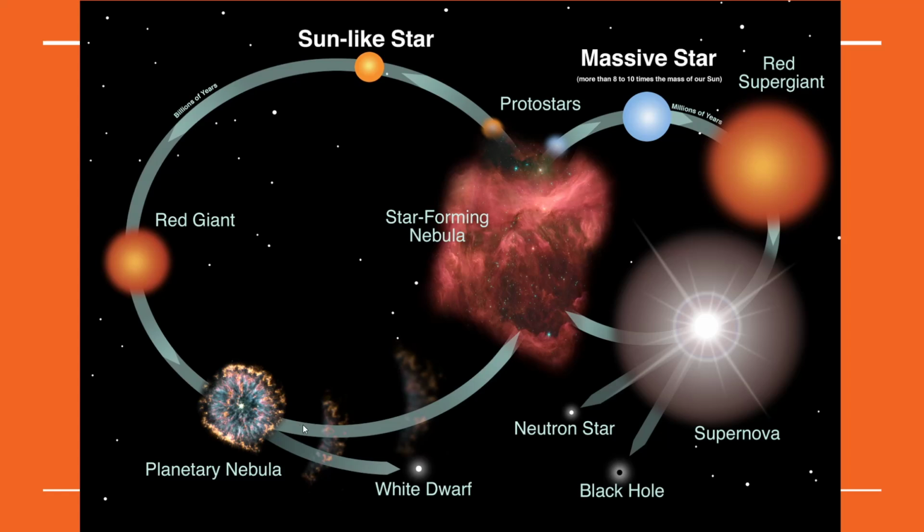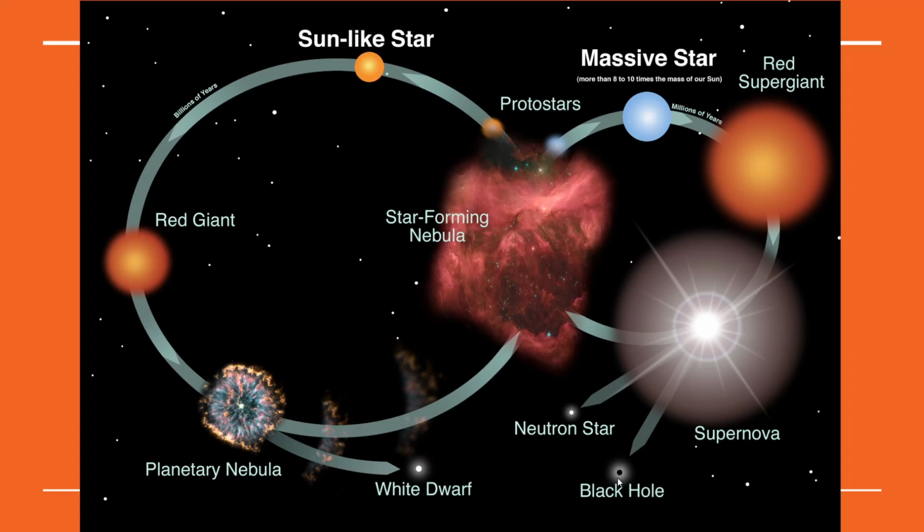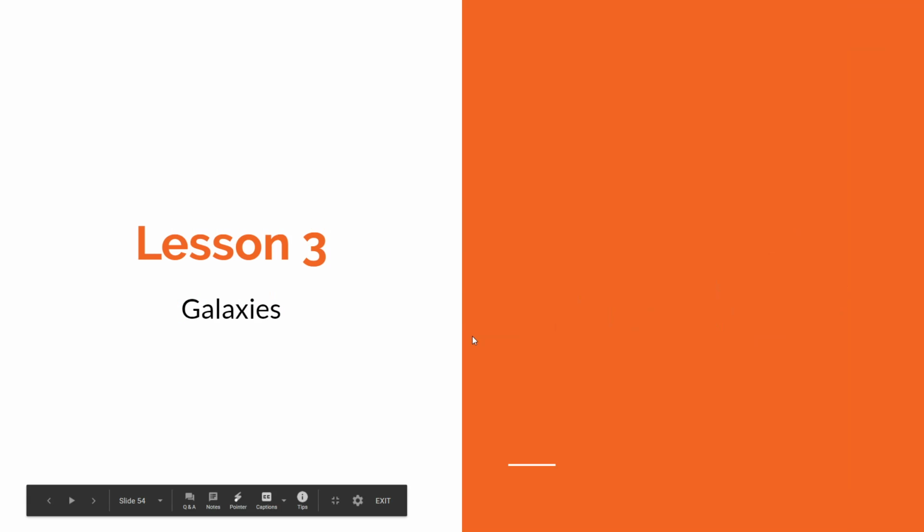And this one doesn't get to have a peaceful end like the planetary nebula. Instead, it goes supernova and explodes. There's so much mass that it has to explode. Now, all the gas that it shoots off gets to go back into being a nebula. But the core can either become a neutron star or a black hole. If it's really, really, really, really big, it becomes a black hole. If it's just really, really big, it becomes a neutron star. And that is it for lesson 2.